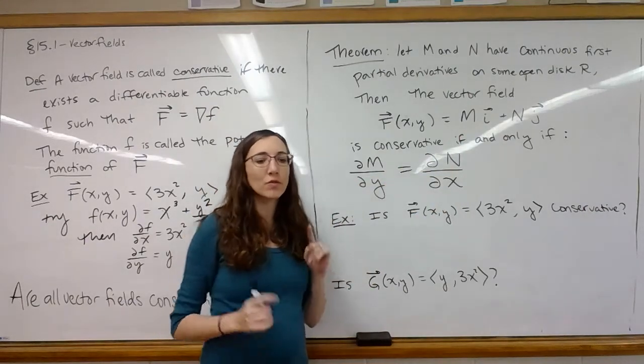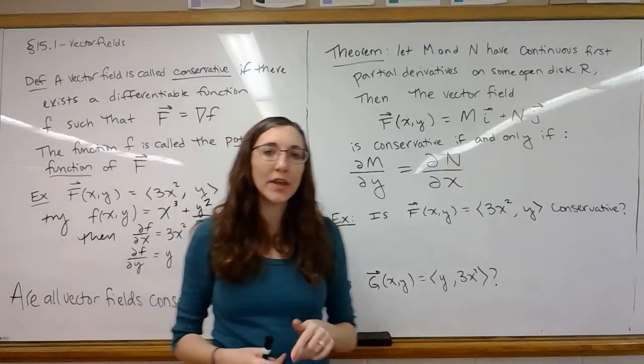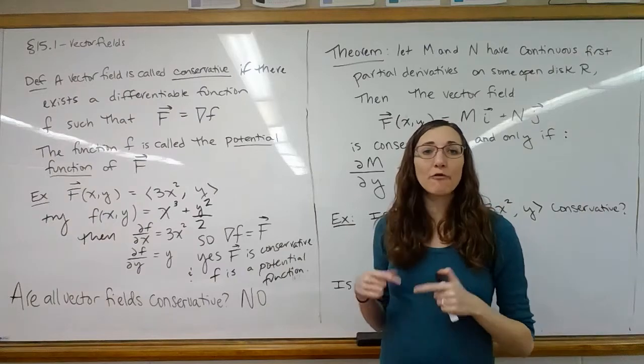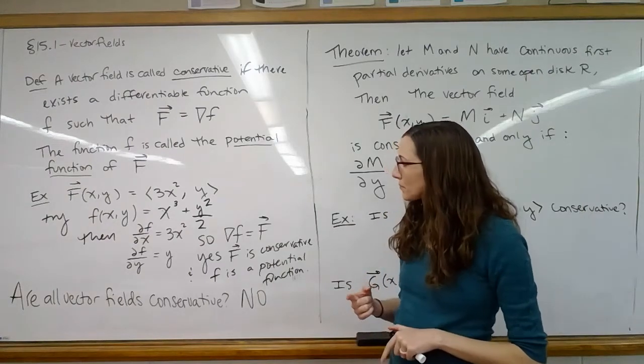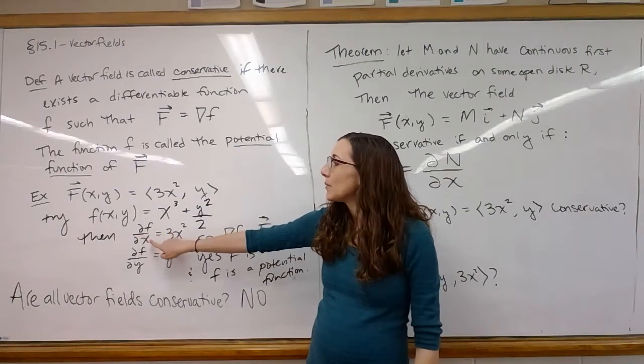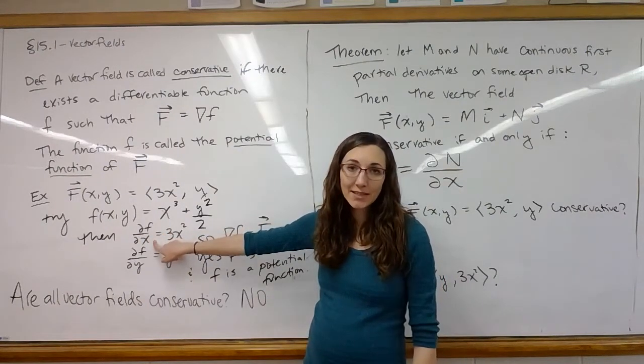Now, if we think about where those would have come from, if it was a conservative vector field, if it did come from a potential function, then the first component would have been a partial derivative with respect to x.